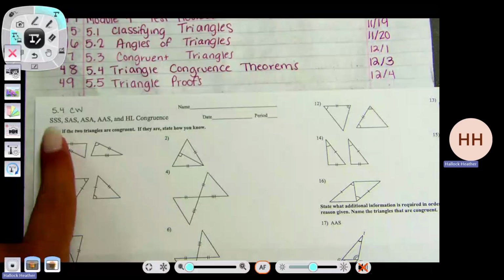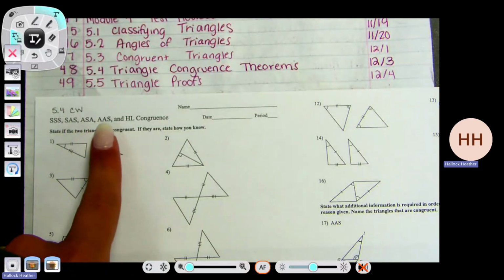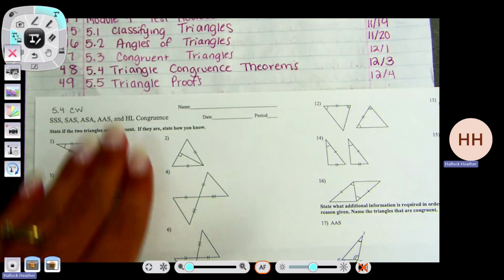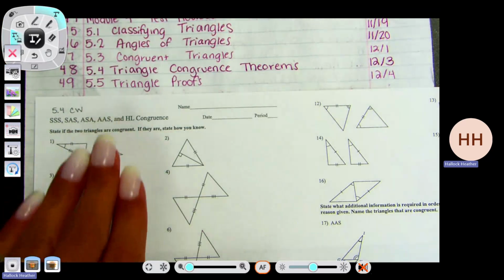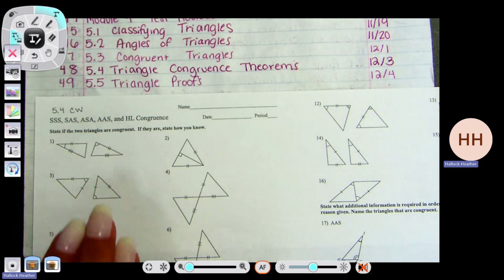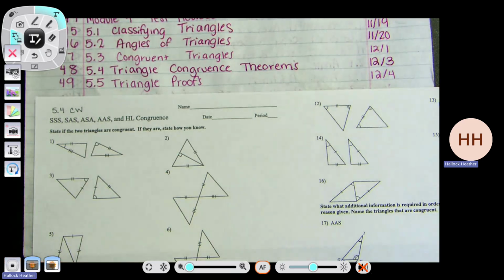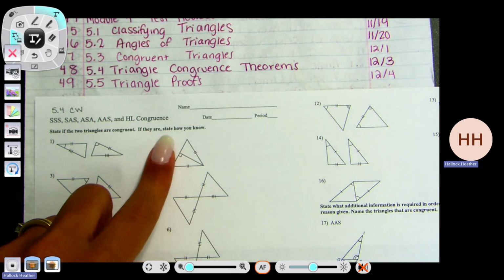This is side, angle, side, angle, or whatever. Okay, you know what I'm talking about. HL. Now these, it says state if the triangles are congruent, because there are going to be multiple that are not congruent. So we're going to look for those tricksters. If they are congruent, we state how using one of these theorems.